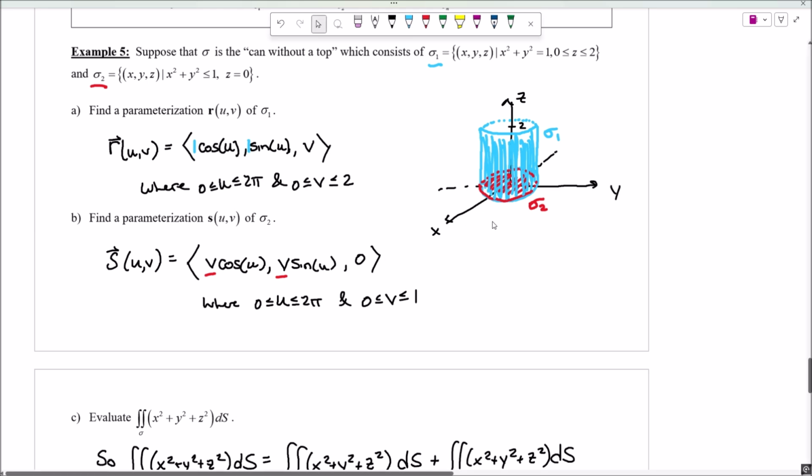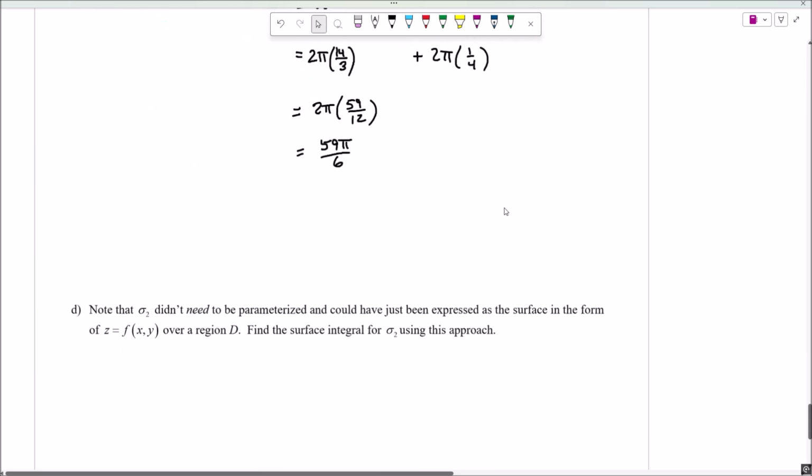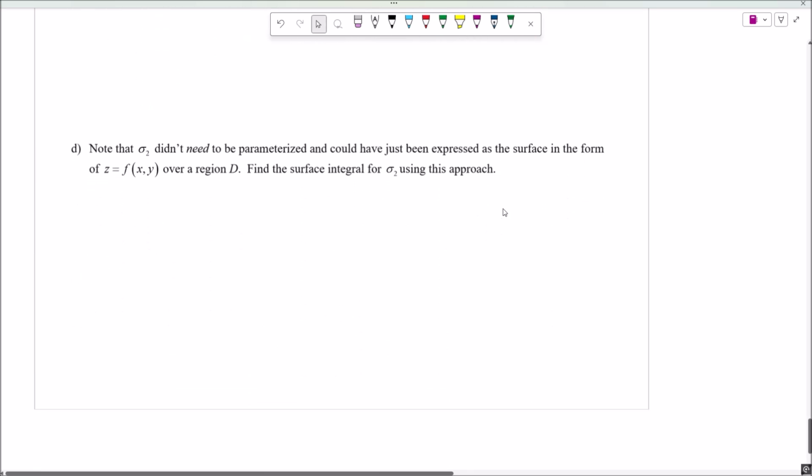However, take a look at sigma 2. Does sigma 2 have to be parameterized? No, it's actually a function that could be represented as z equals a function. And this is where part D comes in. Note that sigma 2 did not have to be parameterized, and it could have just been expressed as a function of the form z equals something with x's and y's. How could I go ahead and get the same result here? Well, let's see how this would work.